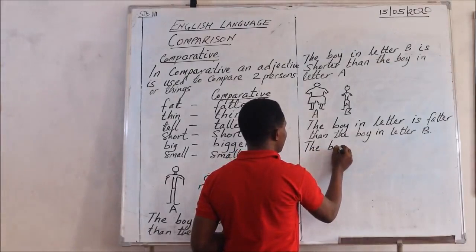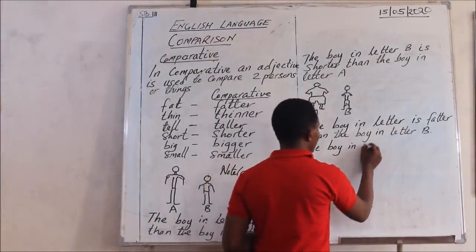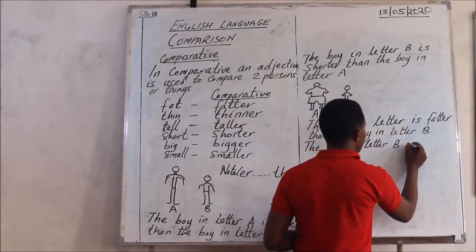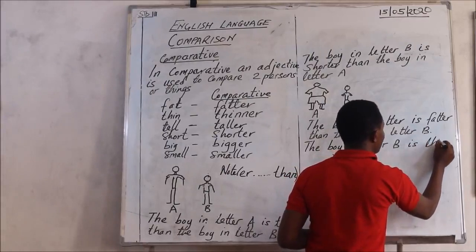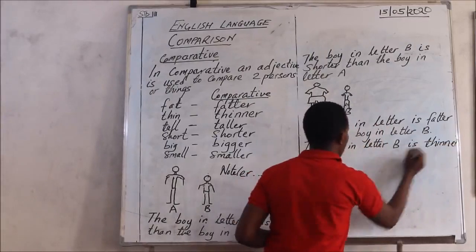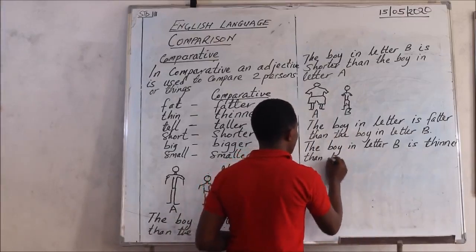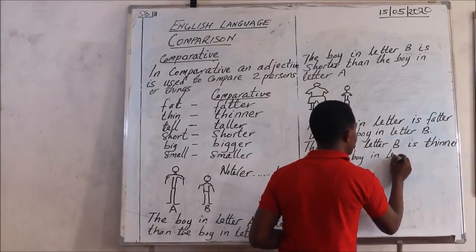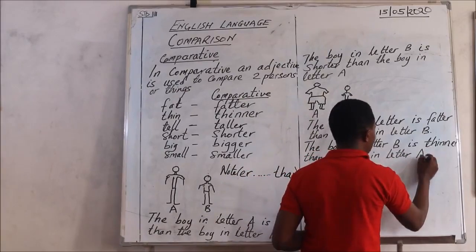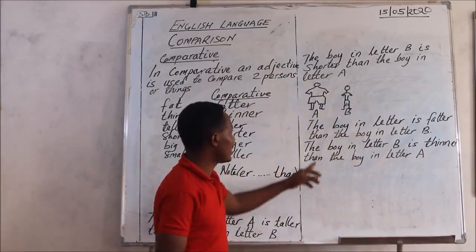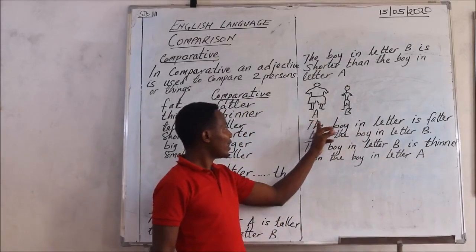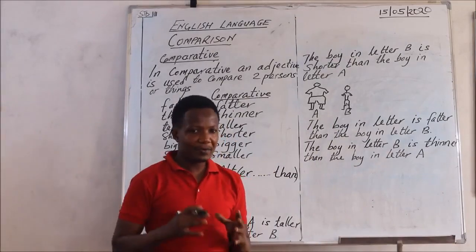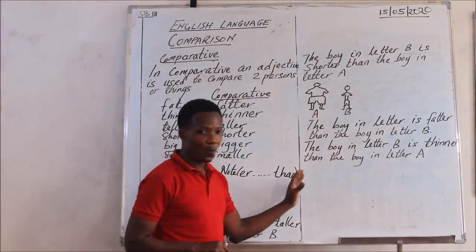The boy in letter B is thinner than the boy in letter A. The boy in letter B is thinner than the boy in letter A. I believe you have started getting me as I'm proceeding with the last example.